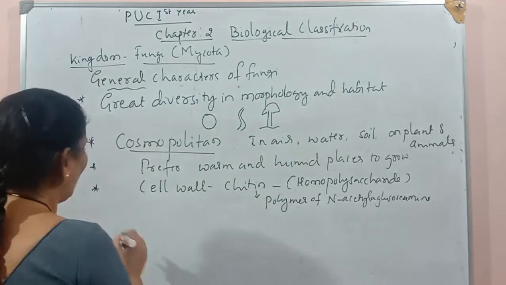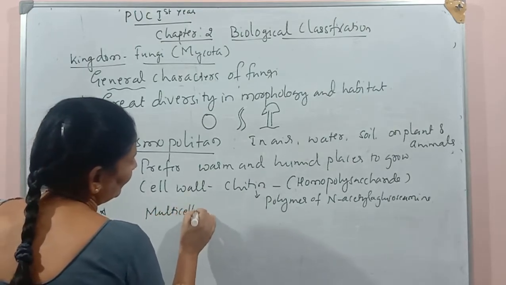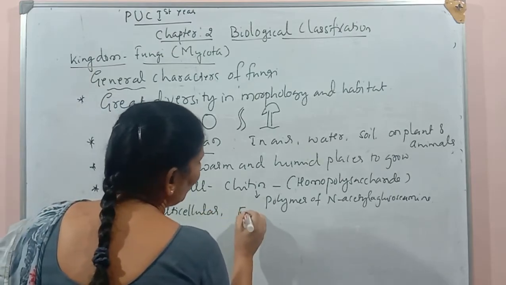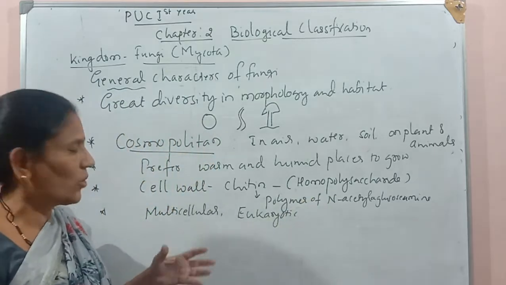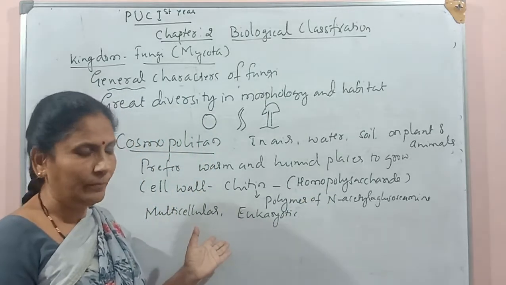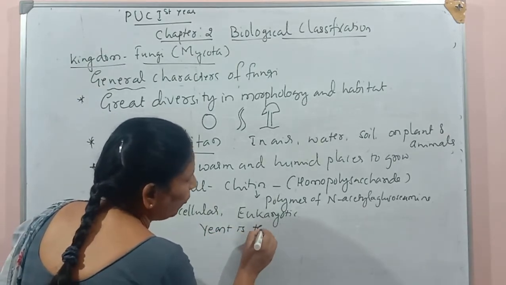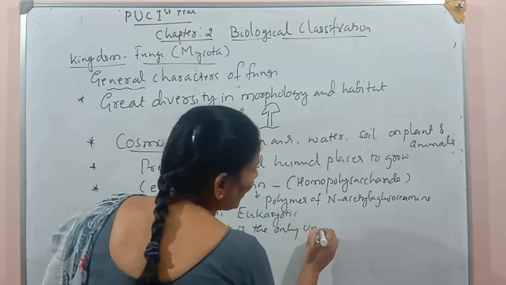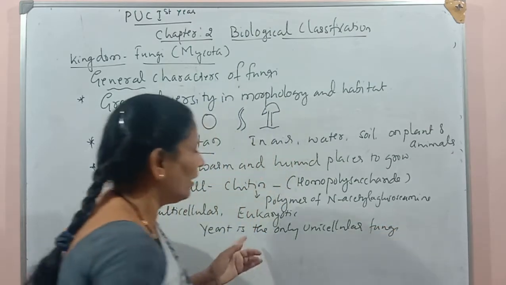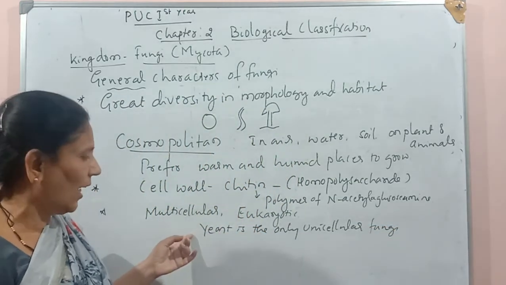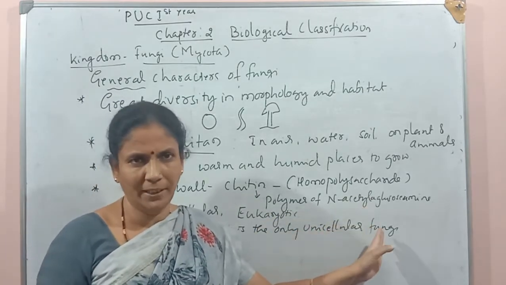The fungi members are multicellular. They are multicellular eukaryotes. Most of the fungi are multicellular. But yeast is the only unicellular fungi. Remaining all the fungi are multicellular except yeast, because it is the only unicellular fungi.